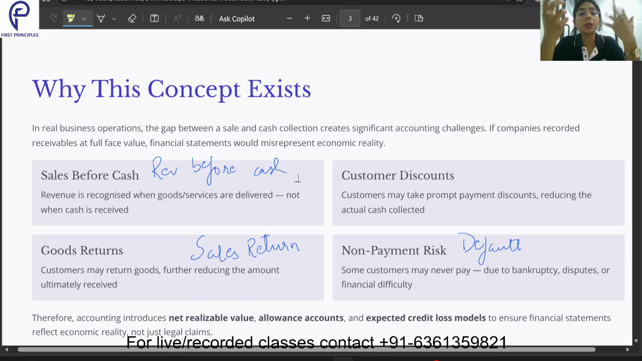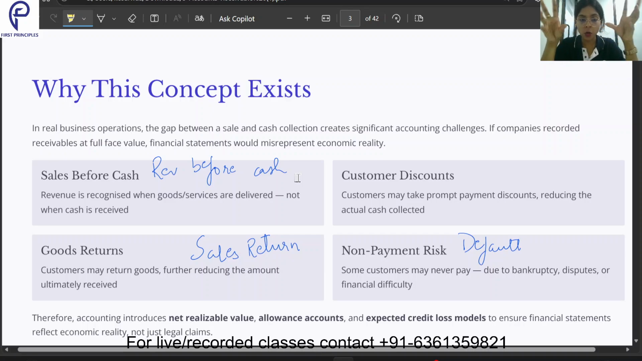Then sometimes a customer takes goods from us. Suppose I am selling these comms, and the customer bought 10 comms from me, but he comes back and returns 2 of them. There could also be a probability that the customer is going to become a defaulter. He's going to default on the payment. Default on the payment means what? He's not going to pay us back, he's going to become bankrupt or insolvent.